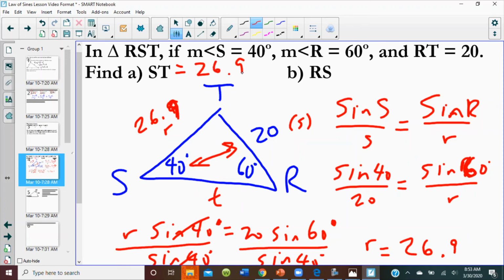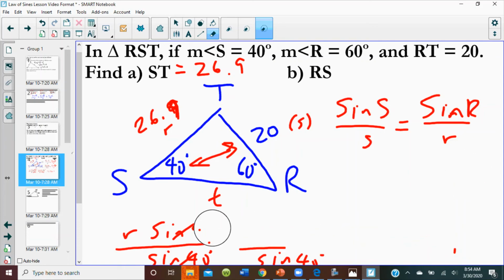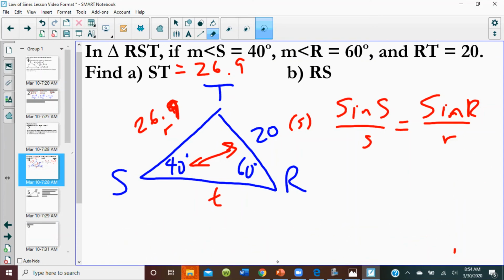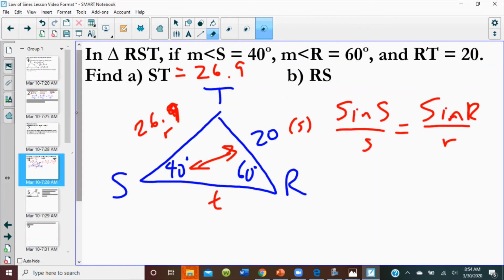Now, we want to find RS. So let's clear the board a little bit. We've got to erase this part here, erase this stuff here and all. Okay, give us some space. Now, here we're looking for t. So instead of using R, we're going to use t.